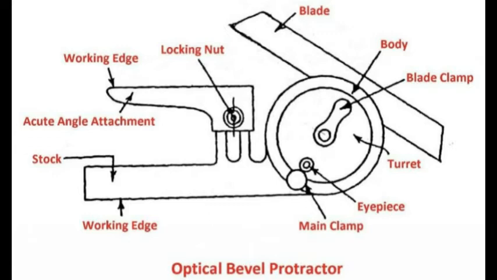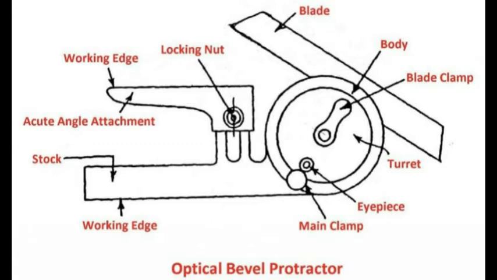So in a vernier protractor, the eyepiece is attached on the top of the vernier scale itself, which together moves as a single unit over the stationary dial scale. So the eyepiece provides the reading in a magnified manner. The acute angle attachment is provided to facilitate measuring the acute angle on the workpiece. So if you want to measure, you can do it.